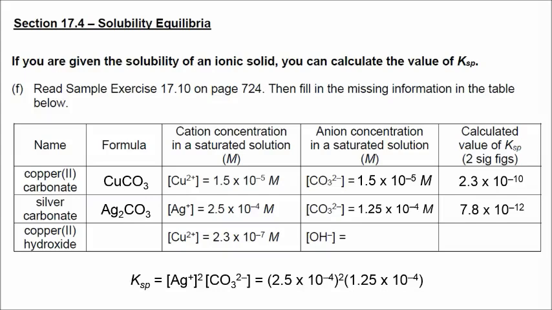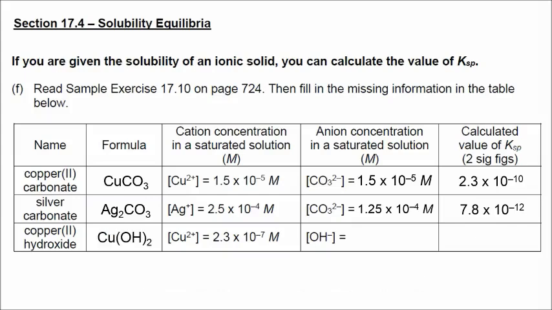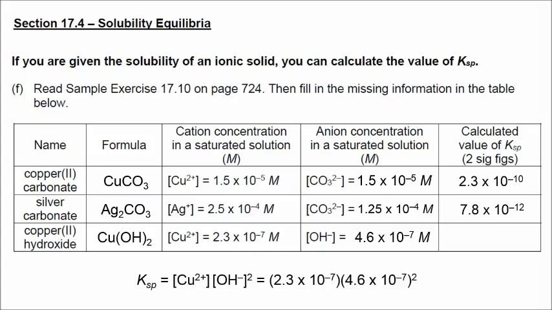And then finally, our third example here in this table is copper(II) hydroxide. The formula of that compound is Cu(OH)2. That means that we have twice as much hydroxide. So the concentration of hydroxide is twice as much as it is for copper. Then we go ahead and plug these numbers into the KSP expression. And don't forget to square the concentration of hydroxide. If you do this math, you get a KSP value of 4.9 times 10 to the negative 20.